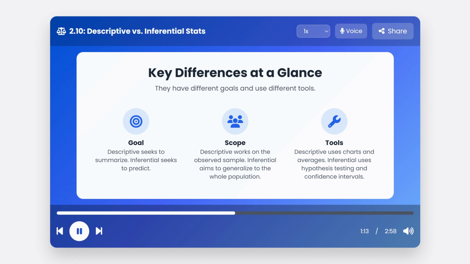Let's put them side by side. The goal of descriptive stats is to summarize. The goal of inferential stats is to predict. The scope of descriptive stats is limited to the data you have. The scope of inferential stats is to generalize to the data you don't have. And their tools are different. Descriptive uses simple measures and charts, while inferential uses more complex methods like hypothesis testing.